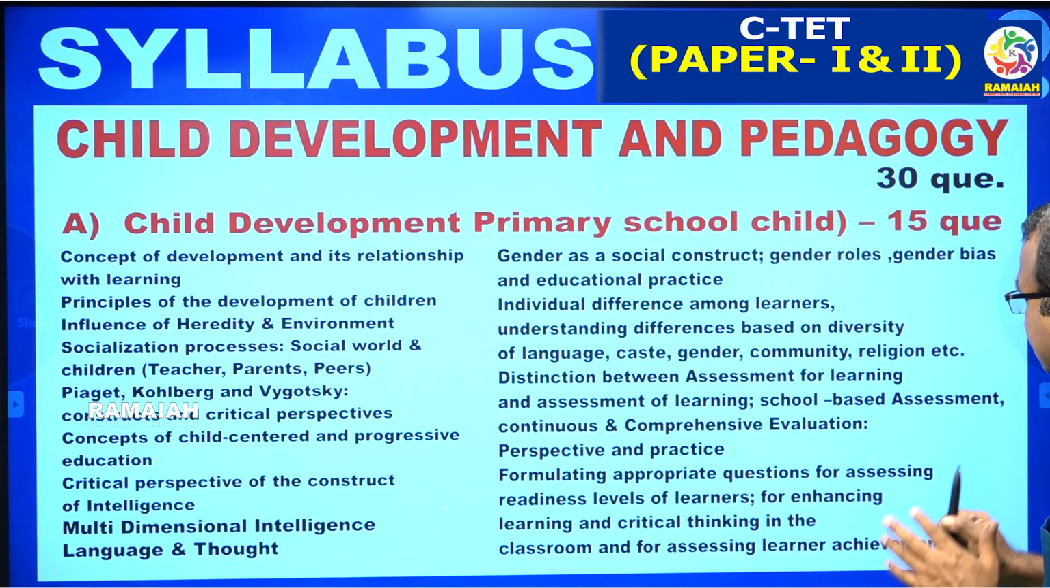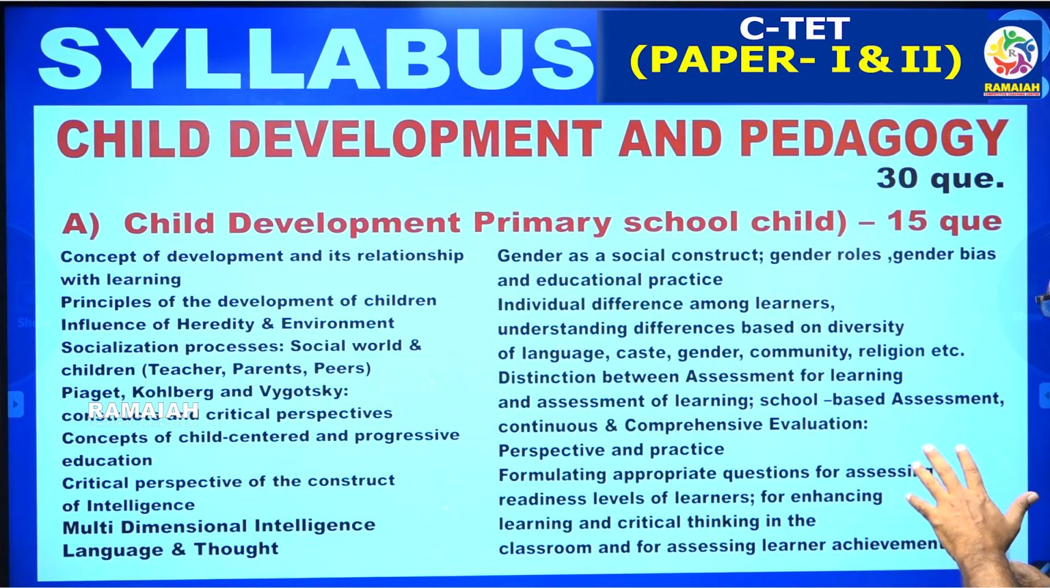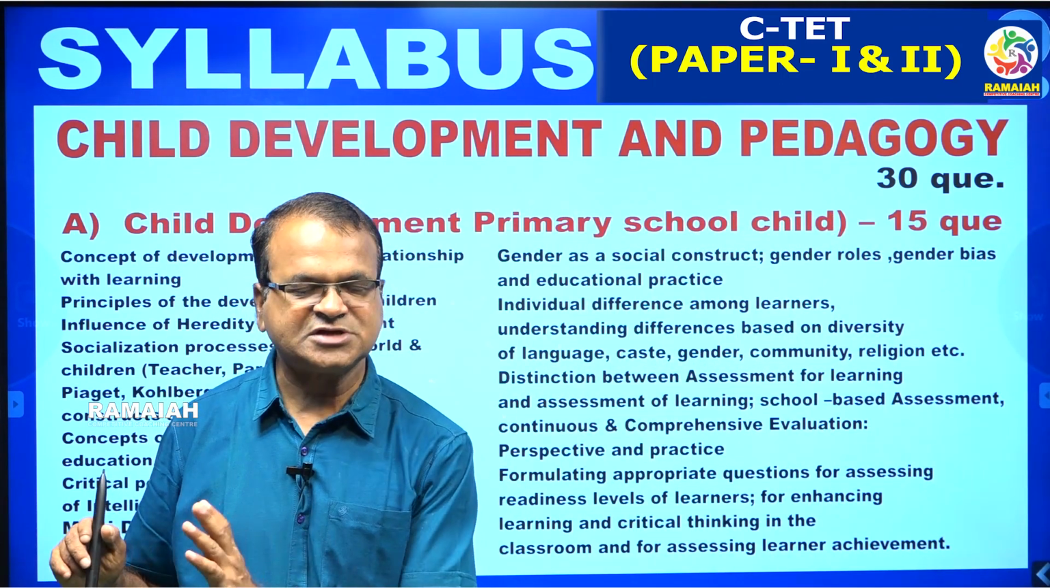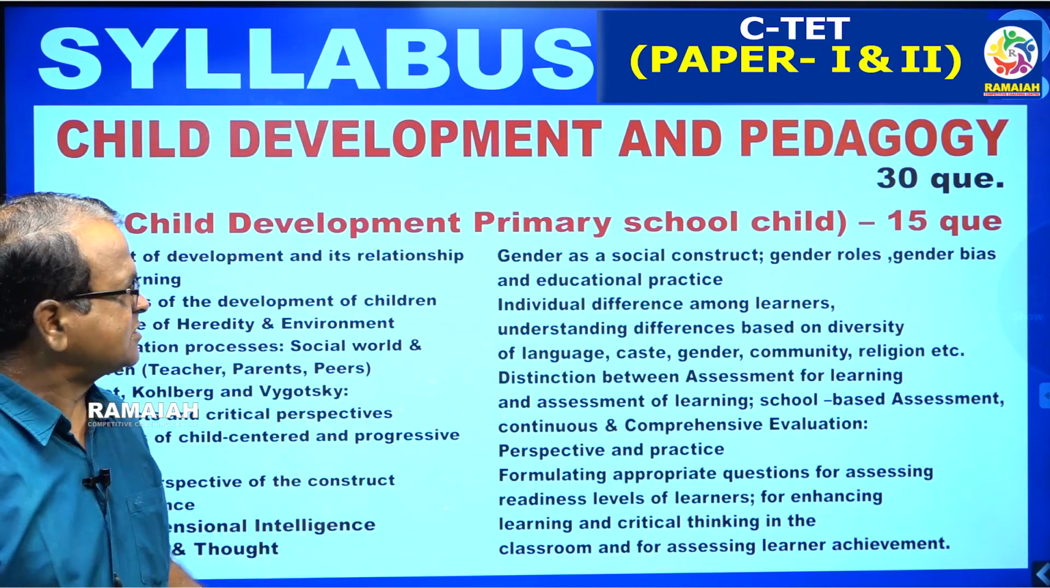Here, gender and gender construction, gender roles, and what the sociological differences are. Language difference, caste, gender, community, religion and regions, and how they impact a child. Also, why learning is a continuous process, what assessment is, what comprehensive assessment is in the process of continuous and formative assessment stages, and how a learner can promote critical thinking, and what classroom assessment is, and how we can go with its achievements. This is the basic syllabus of part A.